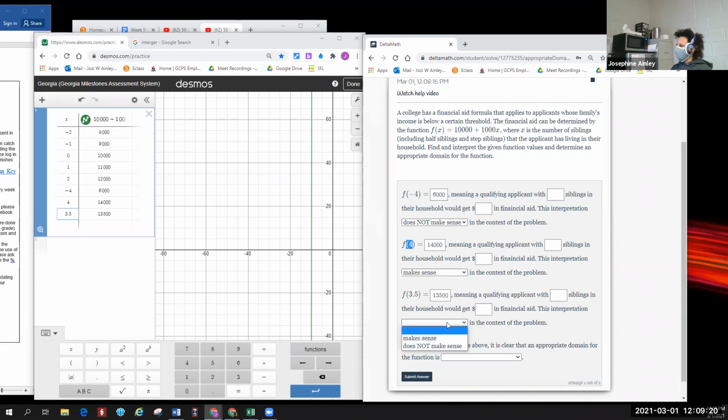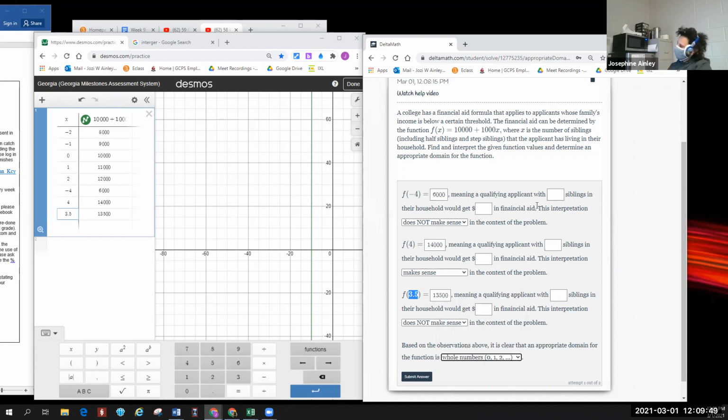All right. Does it make sense to have 3.5 brothers? No. You can have half a brother. So what am I thinking? My domain, because my domain is my X values, doesn't make sense for negatives or for decimals. So that means I need positive, and I can have 0, right? Because I can have 0 brothers. So I need positive whole numbers. Can I have 0? Yes. 1, 2, 3, positive whole numbers.